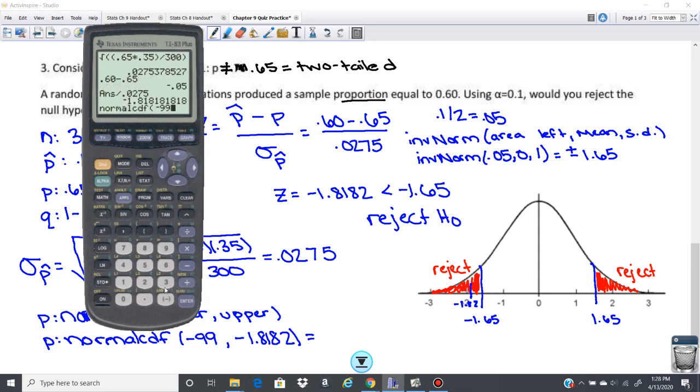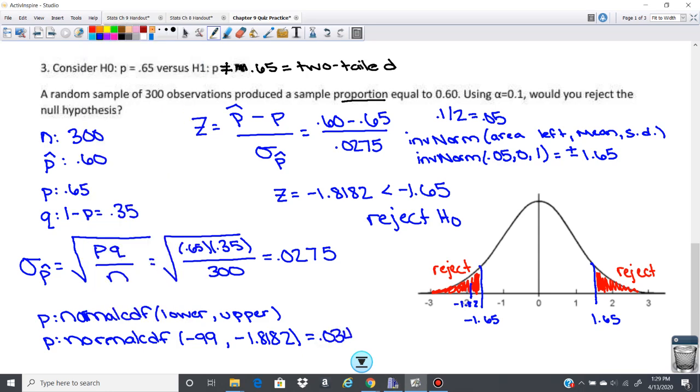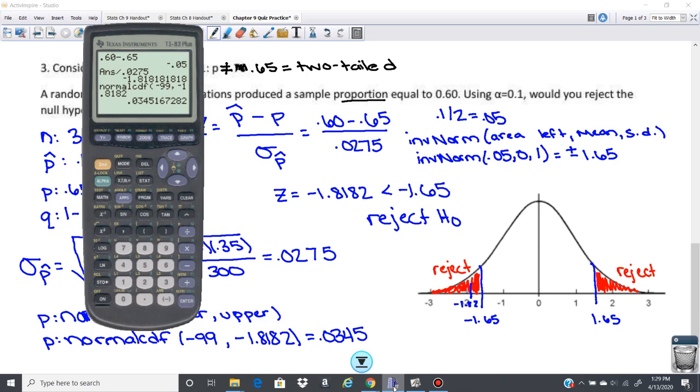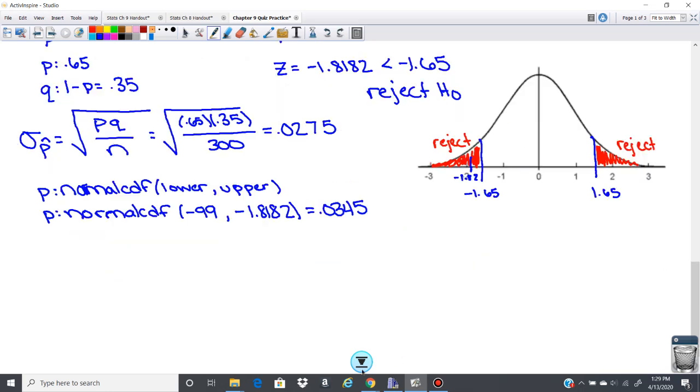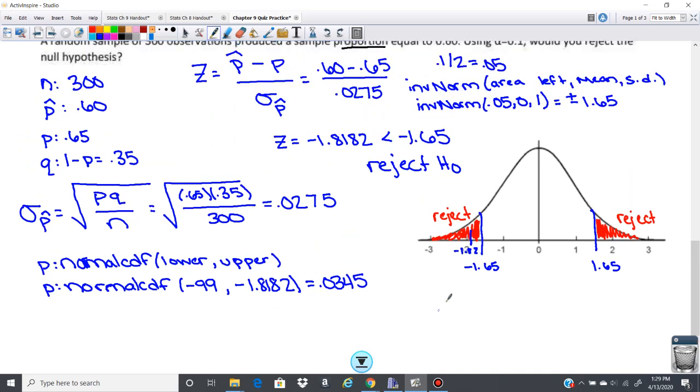So negative 99, comma, negative 1.8182. So 0.0345. Okay, so that's your p. Your significance is 0.1. Now we're actually doing 0.05 since we split it into 2, but either way, it's still going to be less than that. So if p is less than alpha, you are going to reject. In this case, 0.0345 is less than 0.05. So we reject the null hypothesis.